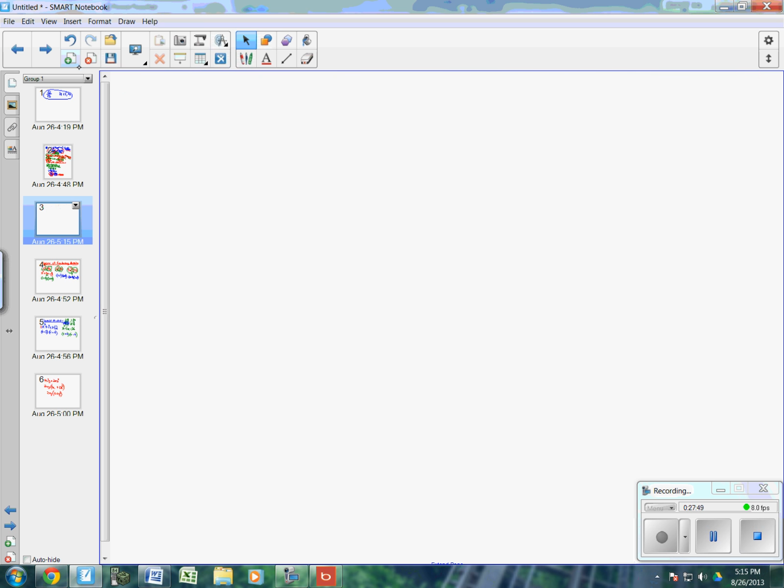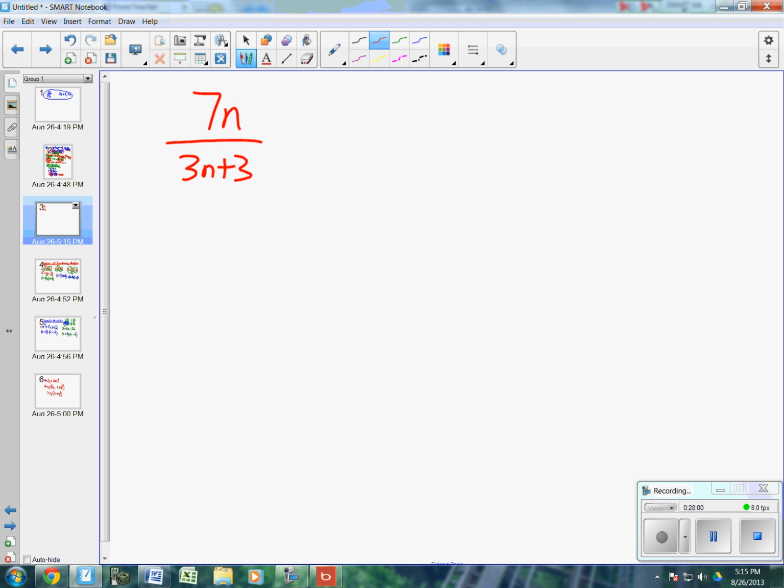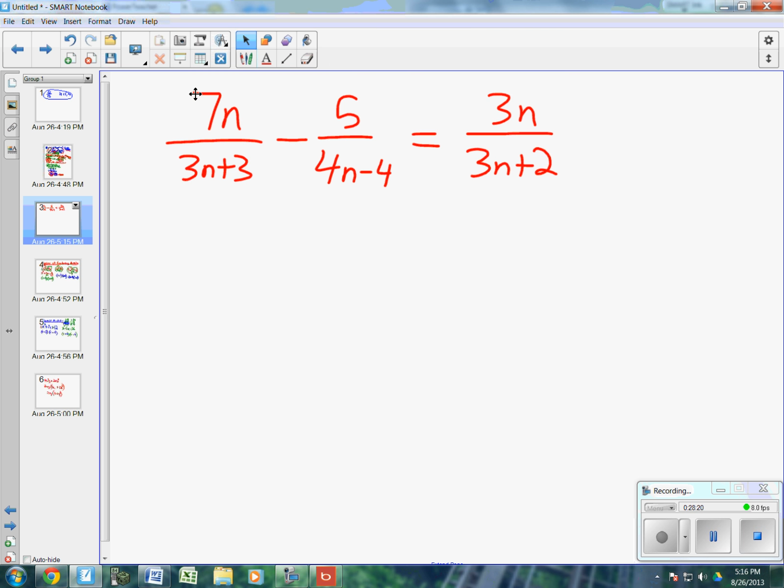We're going to go to a new slide here, and we're going to do this problem right here: 7n over 3n plus 3, minus 5 over 4n minus 4, equals 3n over 3n plus 2. And that is the problem that we are going to do.